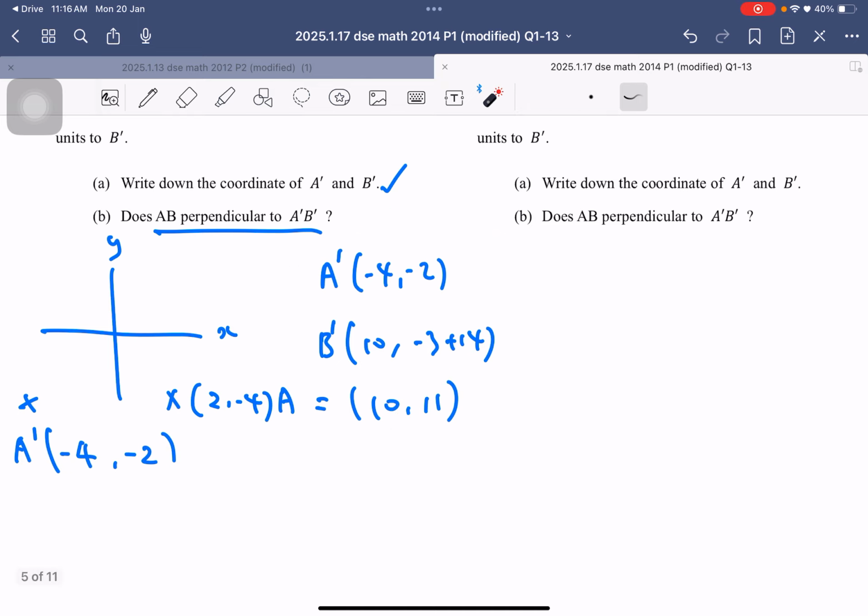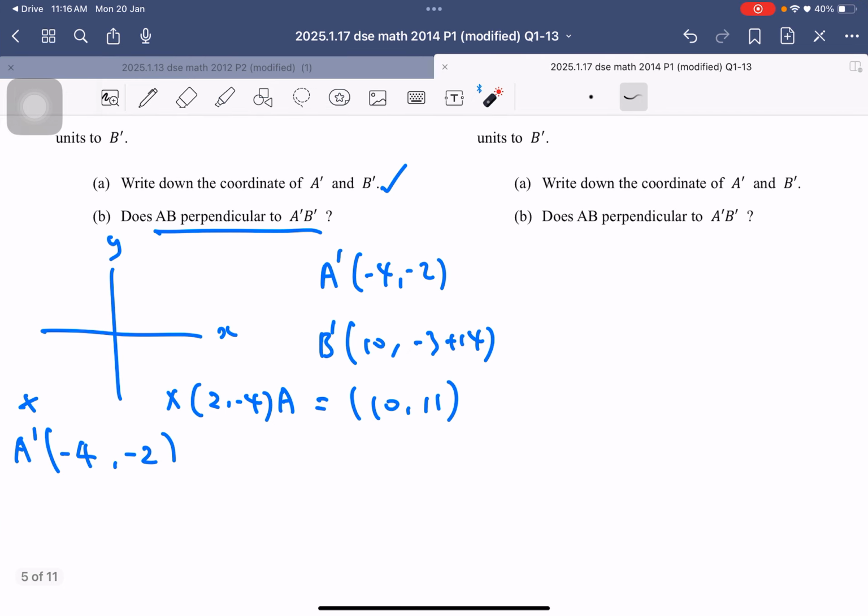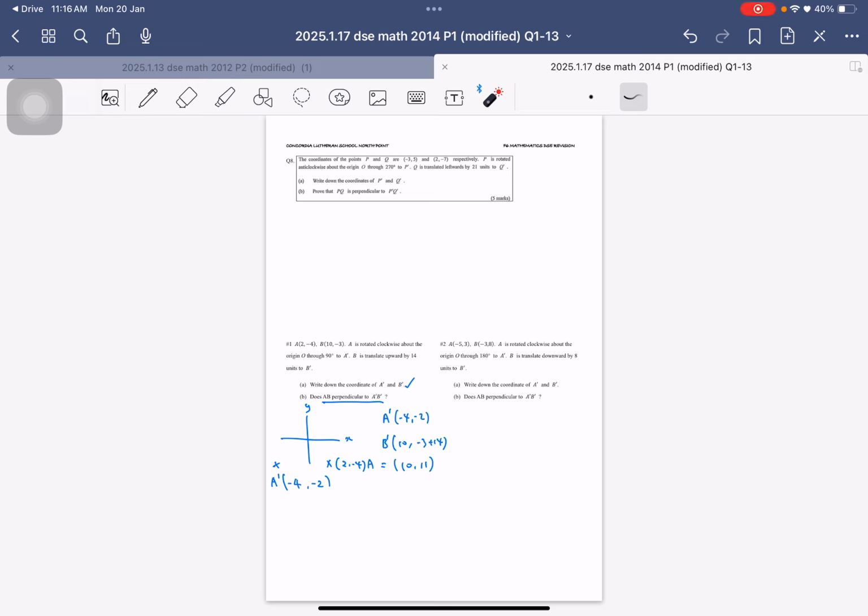Can you do it yourself? So if the product of the slopes is not negative 1, it's okay, it just means they're not perpendicular. Any questions about the others? Alright, I will check your answers later.